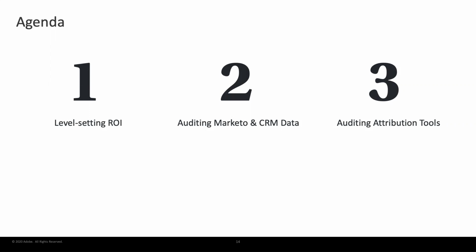So we're going to start out with level setting on ROI. Then we're going to talk about auditing Marketo and CRM specifically. We're going to talk about Salesforce today since that's the primary CRM most are using. And it's frankly fairly difficult without some fancy footwork to get a lot of the Marketo program data in against campaigns on things like Dynamics, since the objects there are differently aligned. And then finally, we're going to look at auditing attribution tools. All right, so let's dig in on level setting ROI.